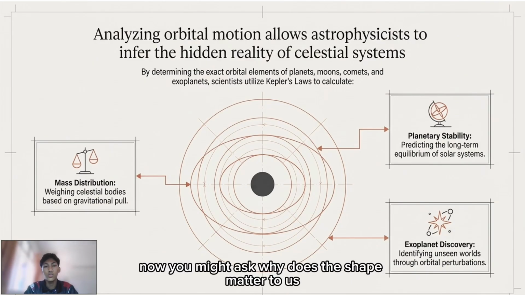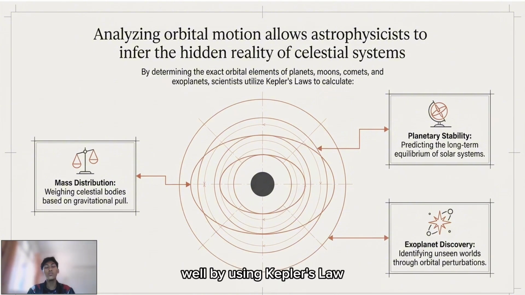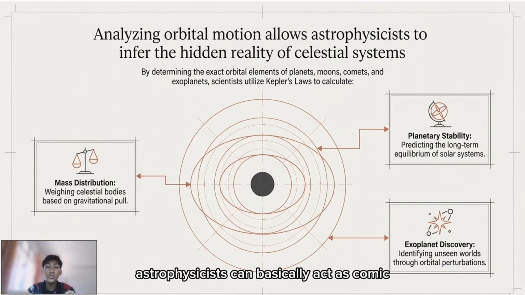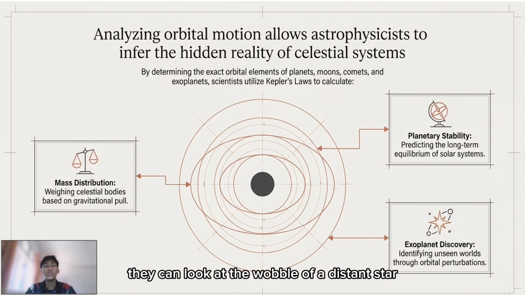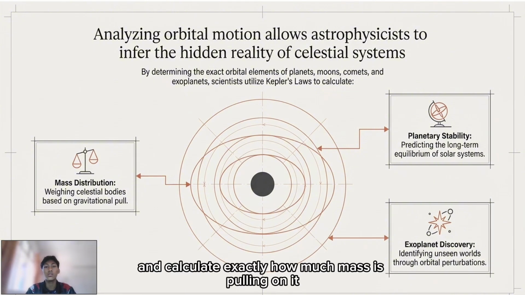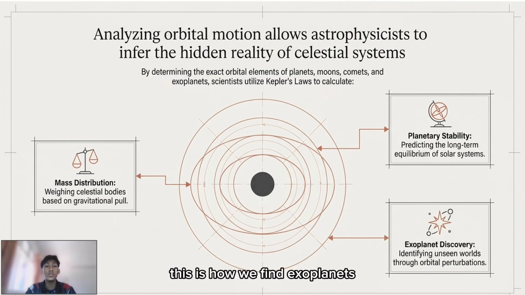Now, you might ask, why does a shape matter to us? Well, by using Kepler's law, astrophysicists can basically act as cosmic detectives. They can look at the wobble of a distant star and calculate exactly how much mass is pulling on it. This is how we find exoplanets, which are worlds millions of miles away that we can't even see.